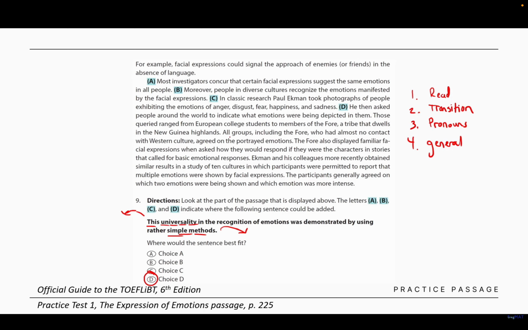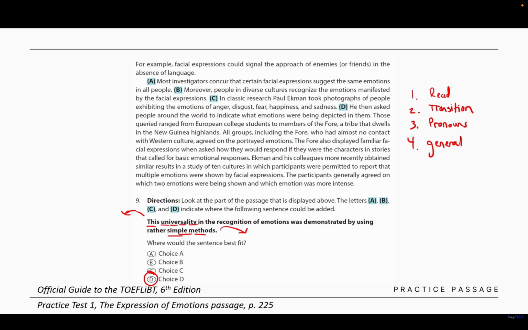Also, if you put it in D, you're separating. See the "then" right there? The "then" is directly connected to the "took." First he took photographs, then he did this. Do you want to separate those two ideas? No. Okay, so again, let's try this again. Before this sentence, we need something about universality. After this sentence, we need something about methods.